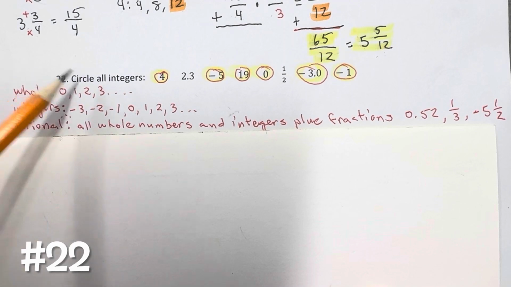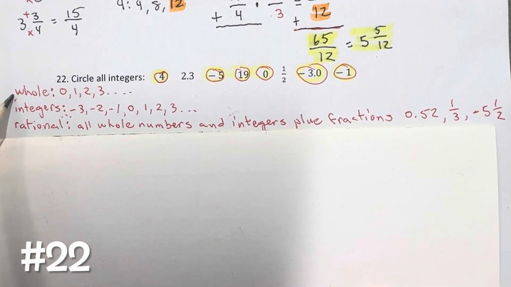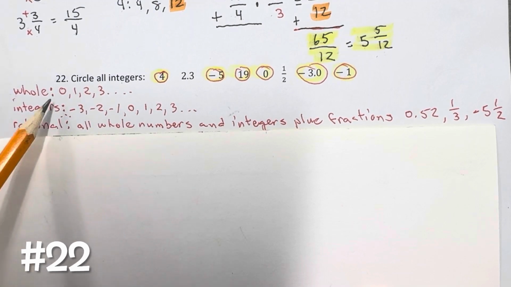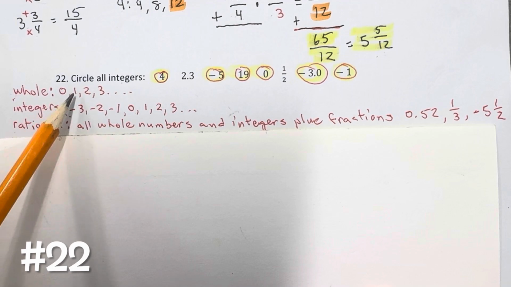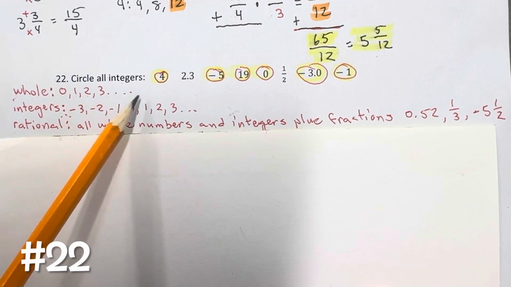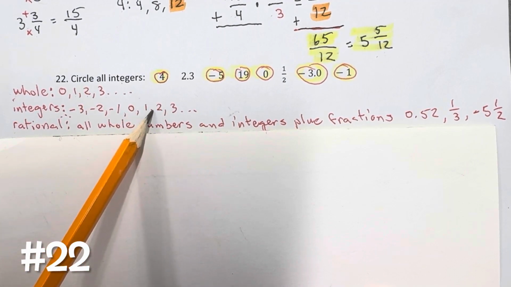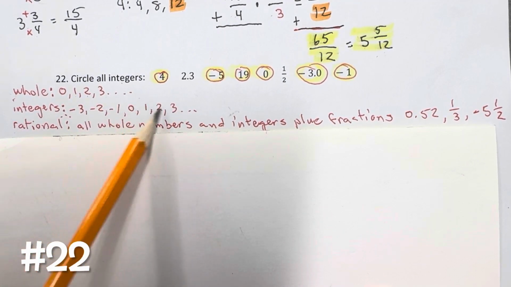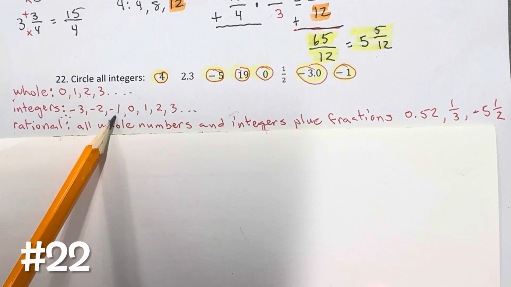For 22, I need to circle all the integers. Well, let's review whole, integer, and rational numbers. Whole, think of whole dollar bills. $0 bills, $1 bill, 2, 3, and so forth. Integers are whole dollar bills and their opposites, or whole numbers and their opposite. So I can have a $1 bill and I can owe a $1 bill.